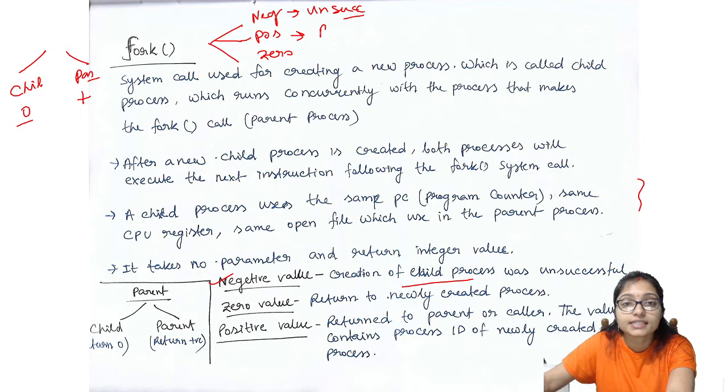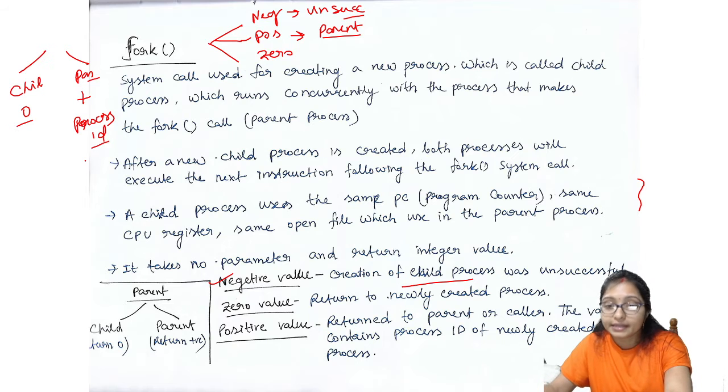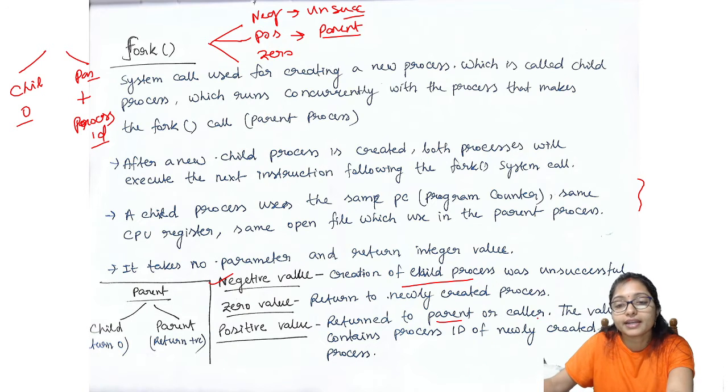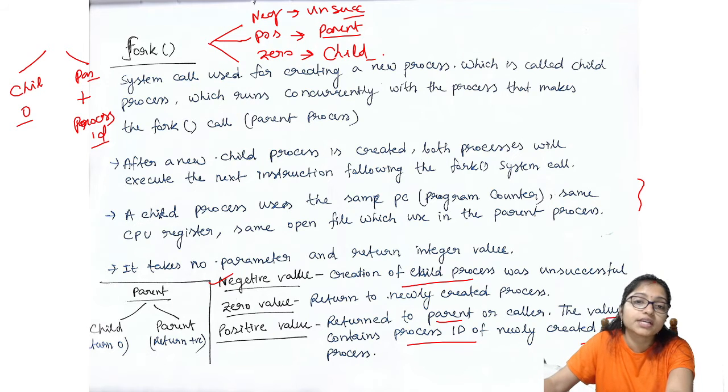Positive value means it is a parent. Parent will return positive. Now positive means what? Positive means it will be the process ID. Whatever process ID, that will be returned. So it returns to the parent in the caller a value containing the process ID of the newly created child. And zero, it is returning zero for the child process. Whatever child process, that will be returned zero.